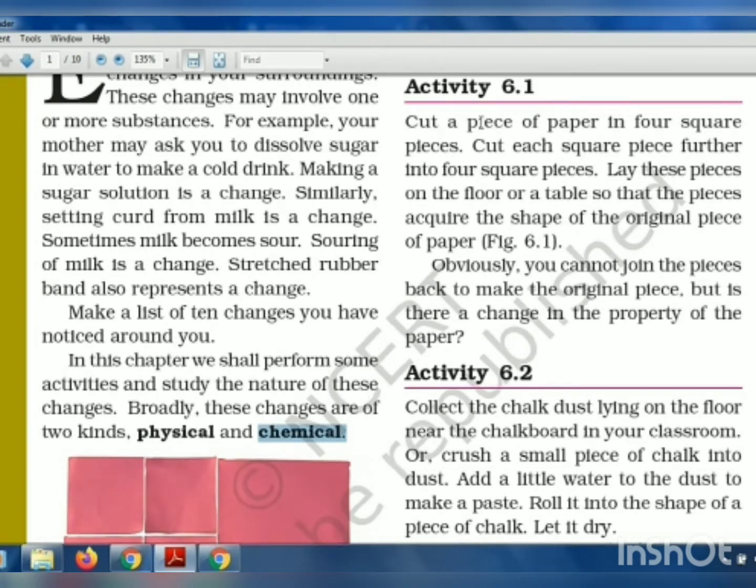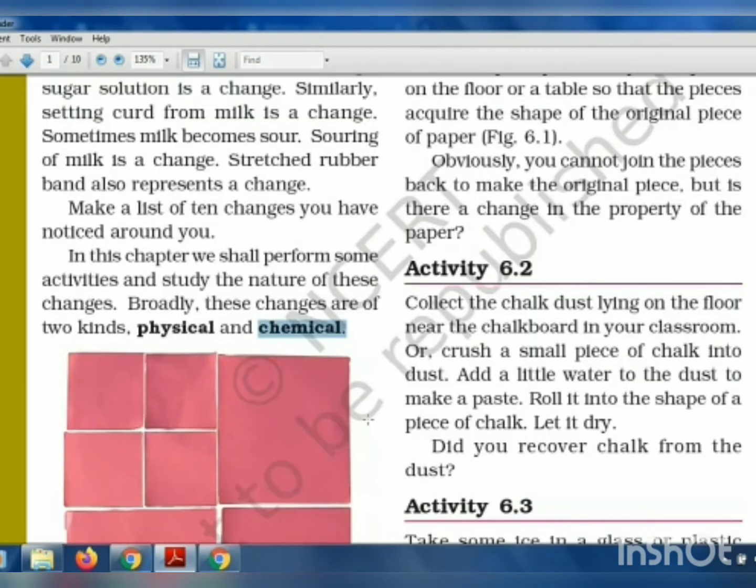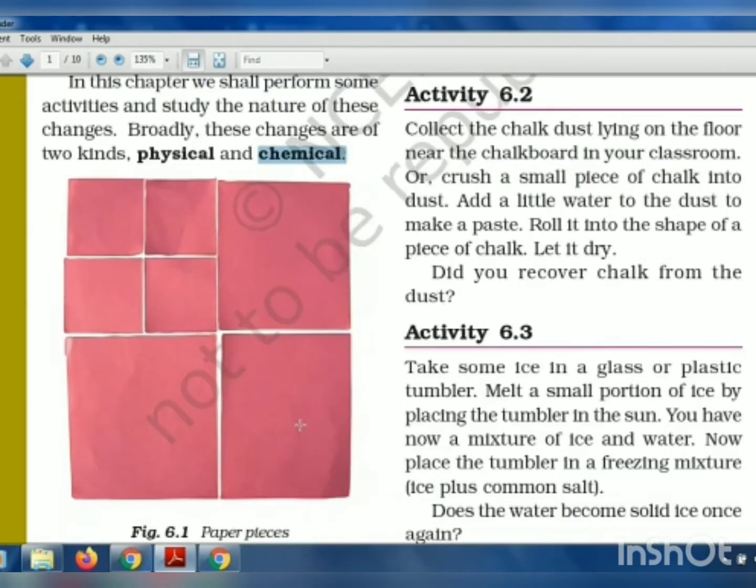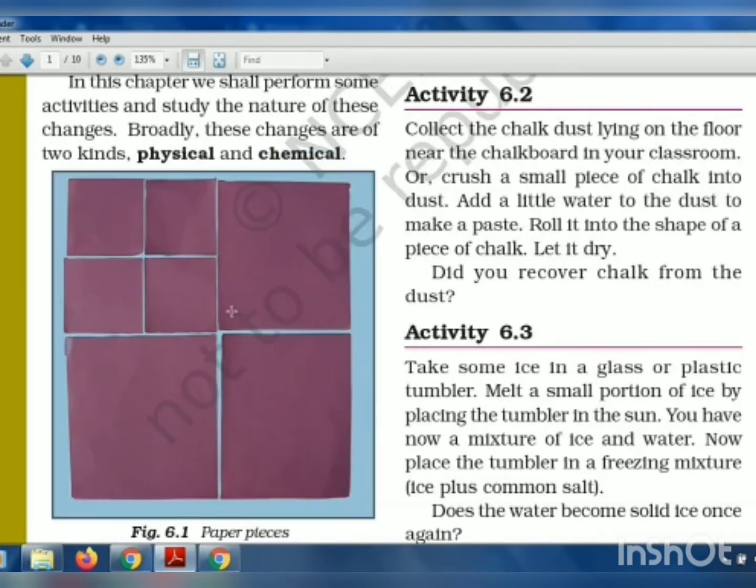In activity 6.1, they have said that you have to take a paper. They have shown it in the picture also, in figure 6.1. You have to take a paper, cut it into 4 big pieces. And then you have to take one piece from this and cut it into 4 different pieces. So you can see that the sizes of the different papers are different, which you have cut from a big paper.